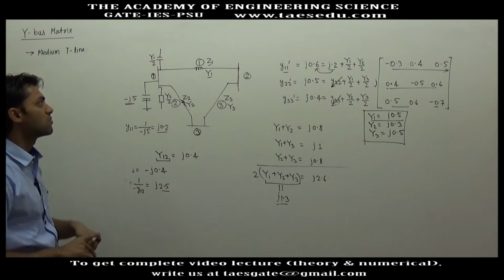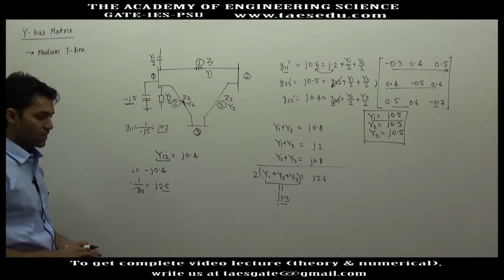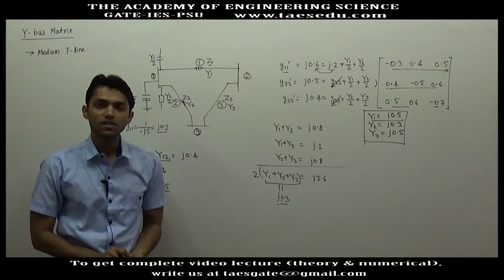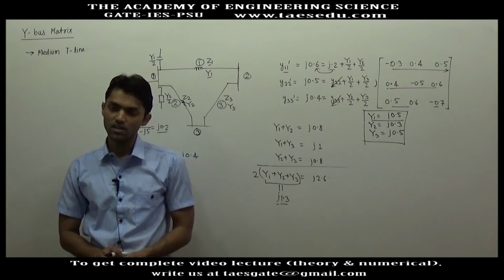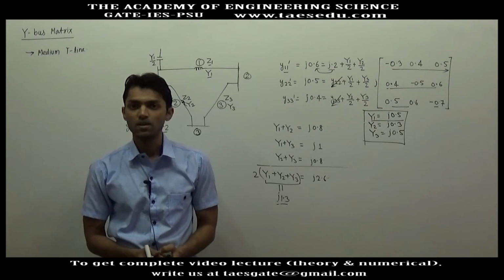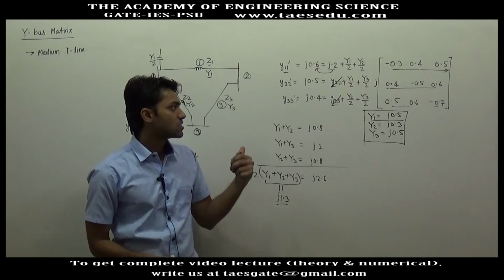So this was the pi model of a medium transmission line. Even if you are not given the pi model, suppose you are given the T model of a medium transmission line, you will first convert it to pi model, and then you can use this procedure.